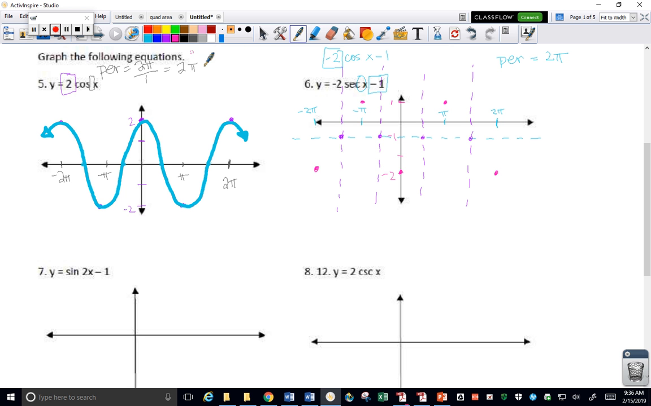And now we have enough information to actually graph our secants. So we put in our secants. They do not cross your asymptotes. They have a maximum where cosine has a minimum, and a minimum where cosine has a maximum. So this is the graph of -2 secant of x minus 1. All these parabolic looking things.